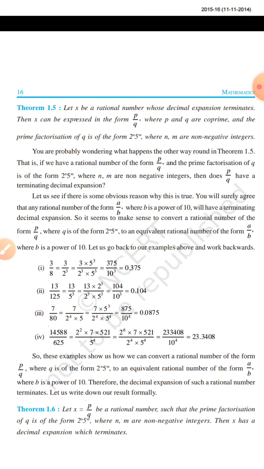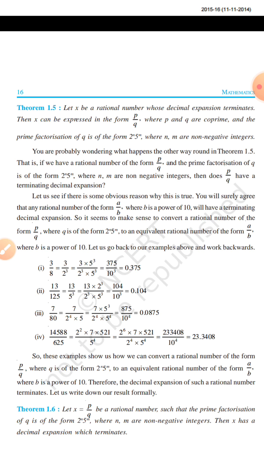Let x be a rational number whose decimal expansion terminates, then x can be expressed in the form p by q, where p and q are co-prime, and the prime factorization of q is of the type 2 power n into 5 power m, where n and m are non-negative integers. That means the decimal expansion terminates only when it can be represented as a rational number p by q.